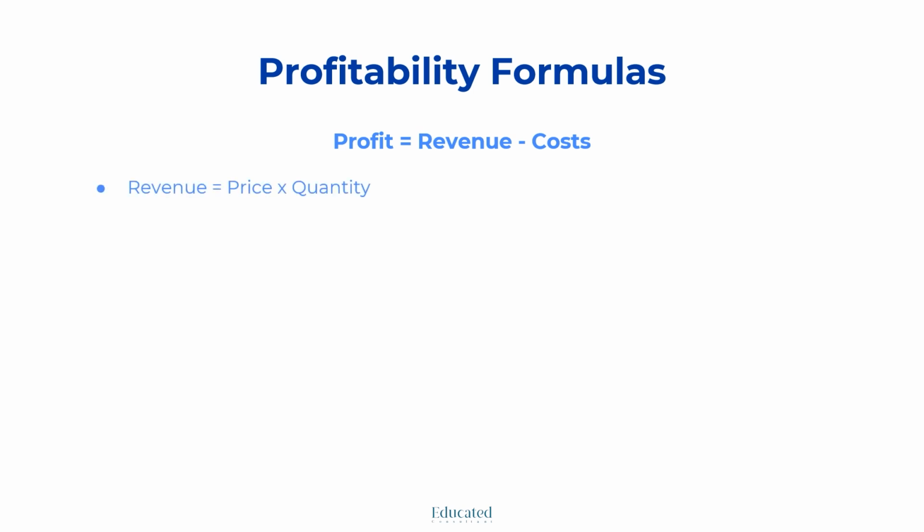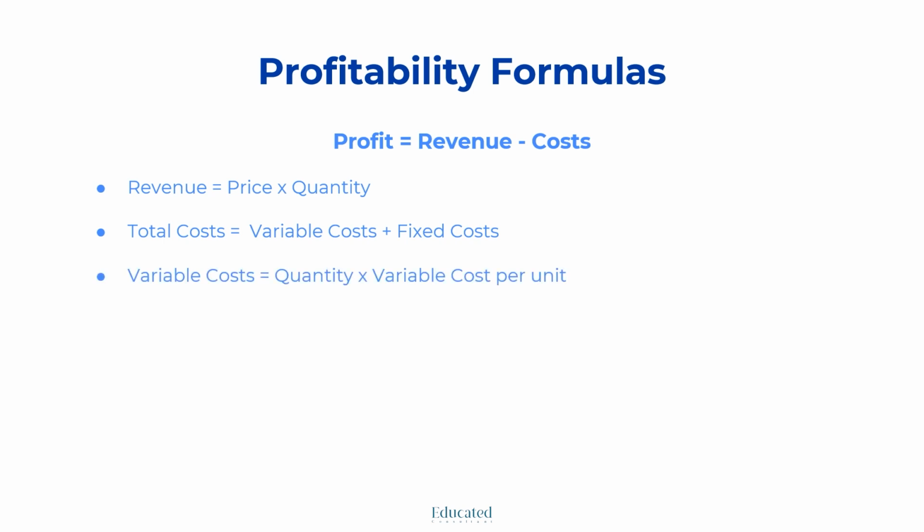Revenue is the total income from the sale of goods or services. This is essentially the quantity multiplied by the price of the goods sold. Total costs are a sum of fixed costs plus variable costs. In most cases, fixed costs are given. However, you may need to calculate the variable costs of a company. Variable costs are a factor of the variable cost per unit multiplied by the quantity of goods sold.